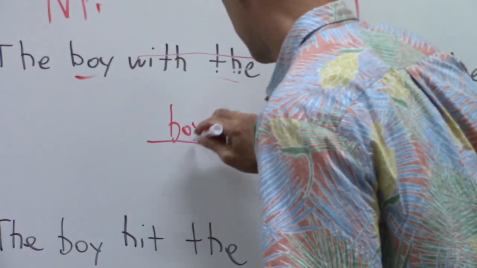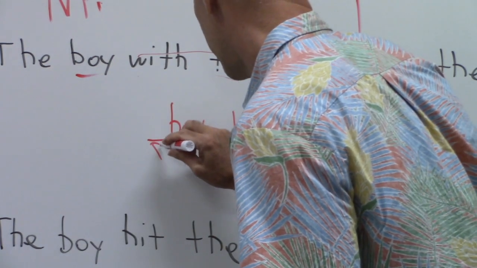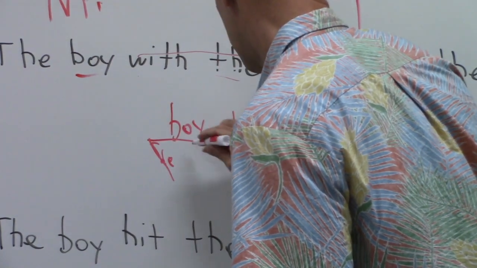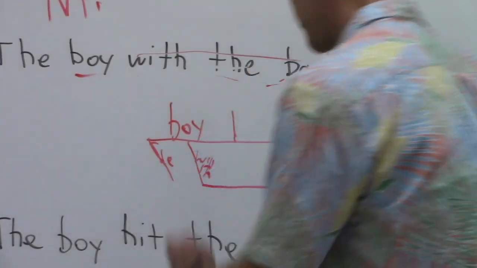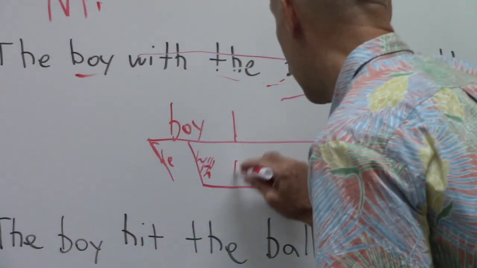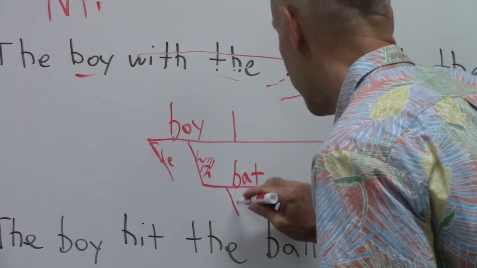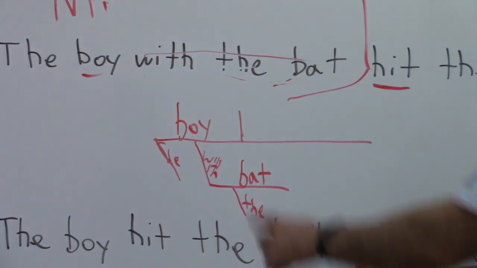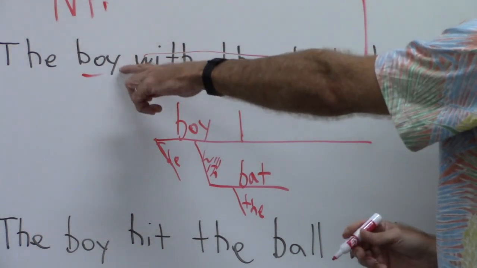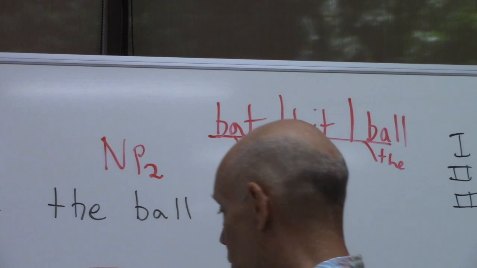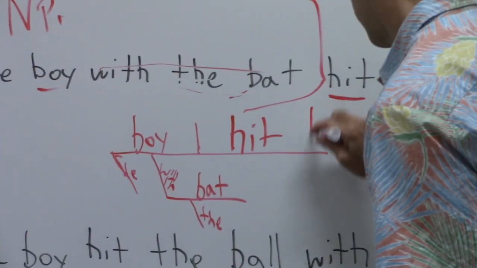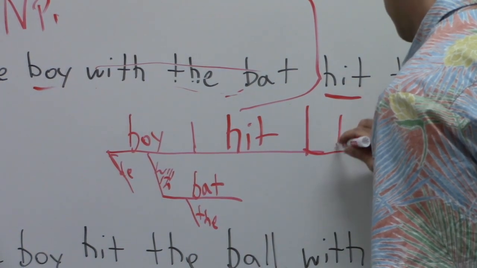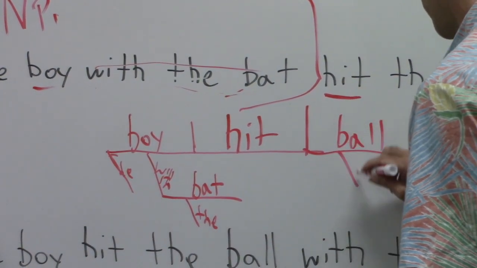Okay, so we have boy, and then we have our determiner, the, and then if you remember, we put our preposition itself on the slanty line, and we put the object of the preposition there. So in this case, the boy is our head word. In this case, it was the bat. Now the boy is the head word, and this is modifying boy. What did he do? He hit the ball. He hit. All right, and again, we still have the ball here as our direct object. That's the thing being hit.